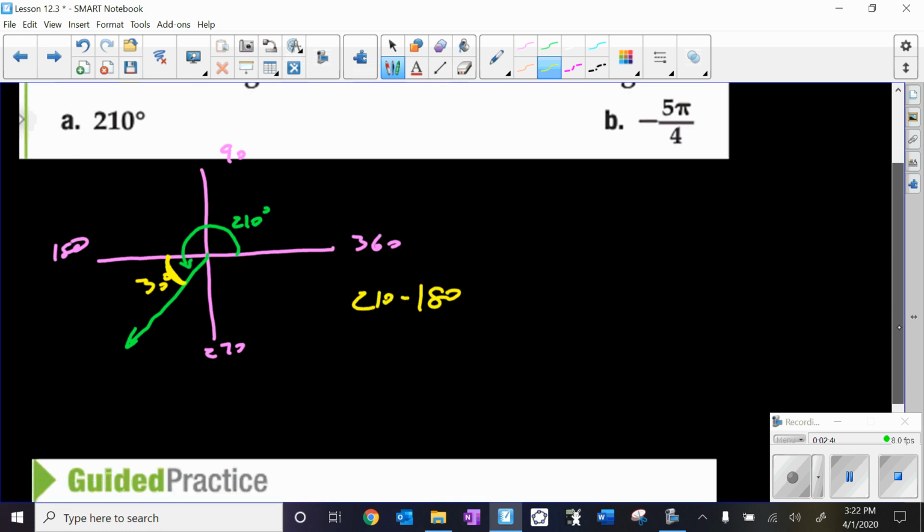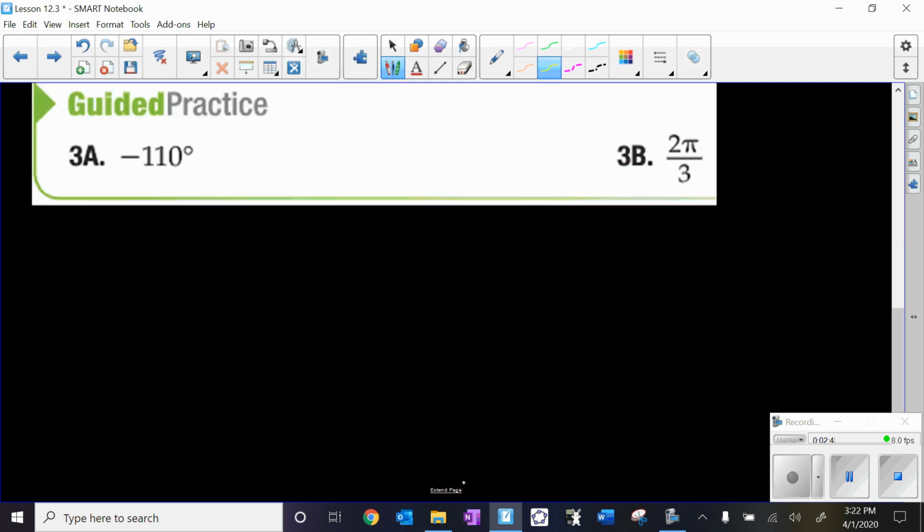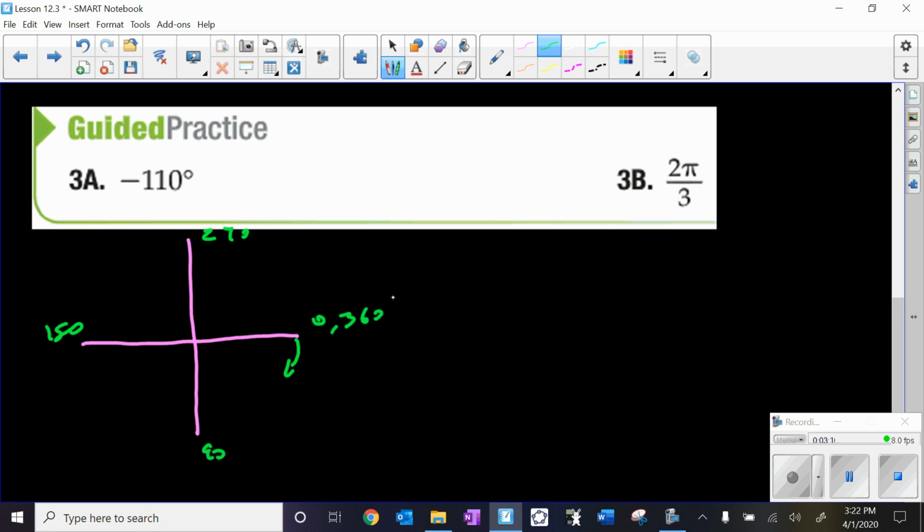We'll do one more in terms of degrees. We'll go down here to the bottom. We'll do negative 110. Remember, the negative just tells you which direction you're going. Instead of going counterclockwise, we're now going to go clockwise. So now it's like I'm going in this direction. This is now 90. This is 180, 270, and all the way back is again 0 or 360. So negative 110 is going to lie in the third quadrant again.